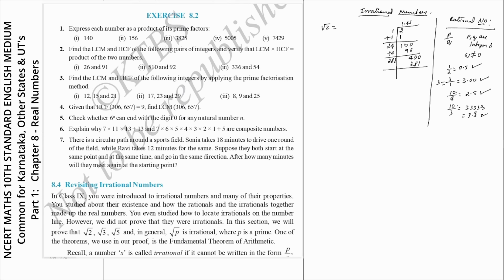Like this, I can go on evaluating the value of root 2. Actually, the value of root 2 will be 1.4142135 and it will never end. It won't recur and it won't terminate. That's the speciality of an irrational number. In a rational number, the decimal equivalent will terminate or it will recur. But here it's not like that. It's non-terminating and non-repeating.